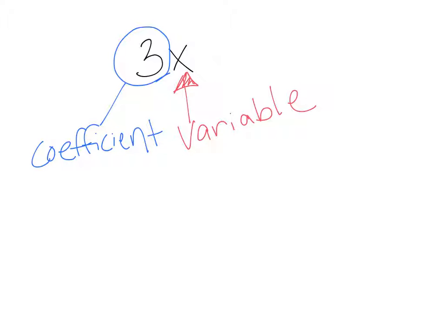So in math class, you're going to be expected to know that term. I expect you to understand that the coefficient is the number in front of the variable, and that coefficient is always being multiplied by the variable. So if we did know what the value of the variable is, we could substitute it in and multiply those two things together.